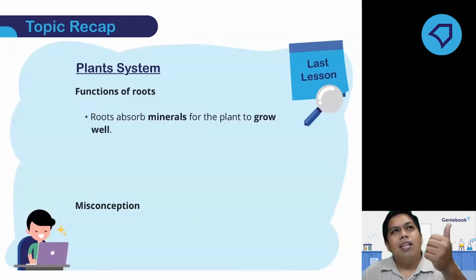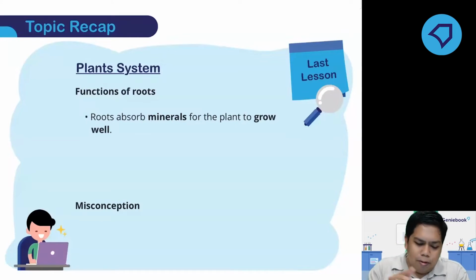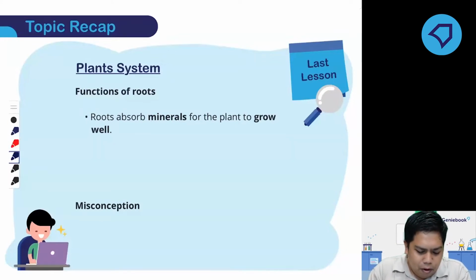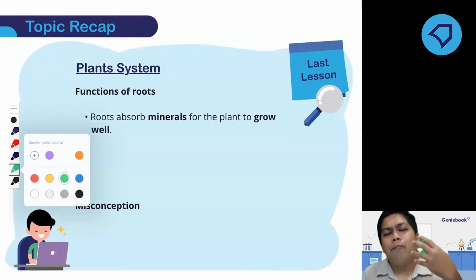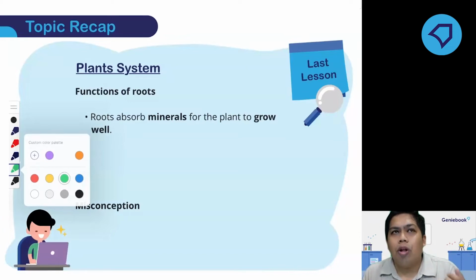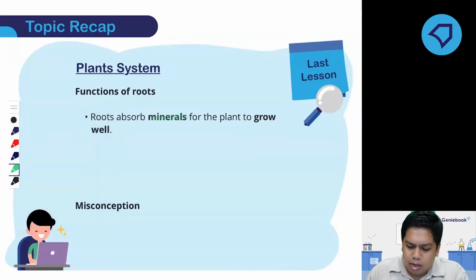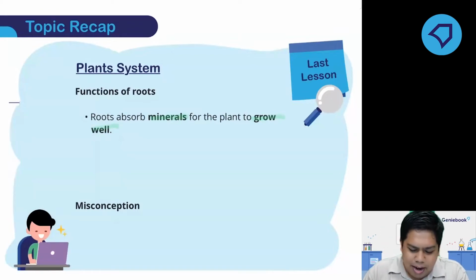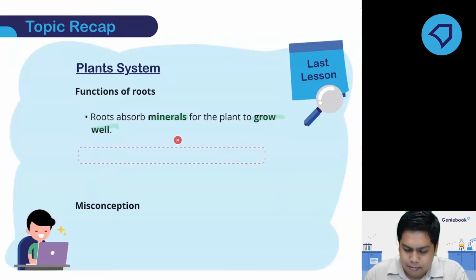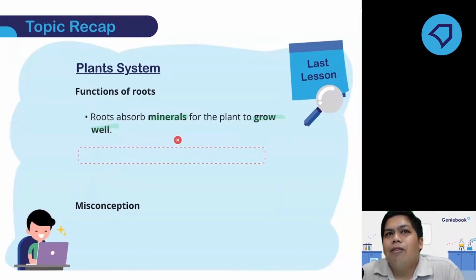First one, roots absorb minerals for the plants to grow well. Remember, I have mentioned this before. You will also need to mention why the plants need the minerals and why plants need water. For minerals, it is for the plants to grow well. How about water? Who remembers? Why does the plant need water? Anyone? To make food, okay, we need a bit more general. Yes, Jovello, correct. Ariel Kwan, correct.